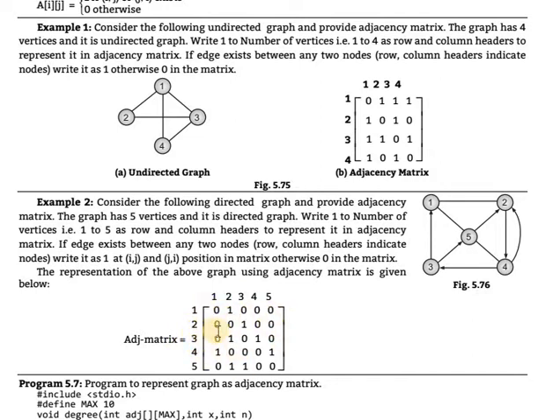After that, 2 to 1 is also possible, so write 1. 2 to 2, not, no loop, so 0. 2 to 3, there is no direction, so it is possible, write 1. 2 to 4 present, so write 1, not 0. 2 to 5, no, so 0. Some mistakes are there, clear that?